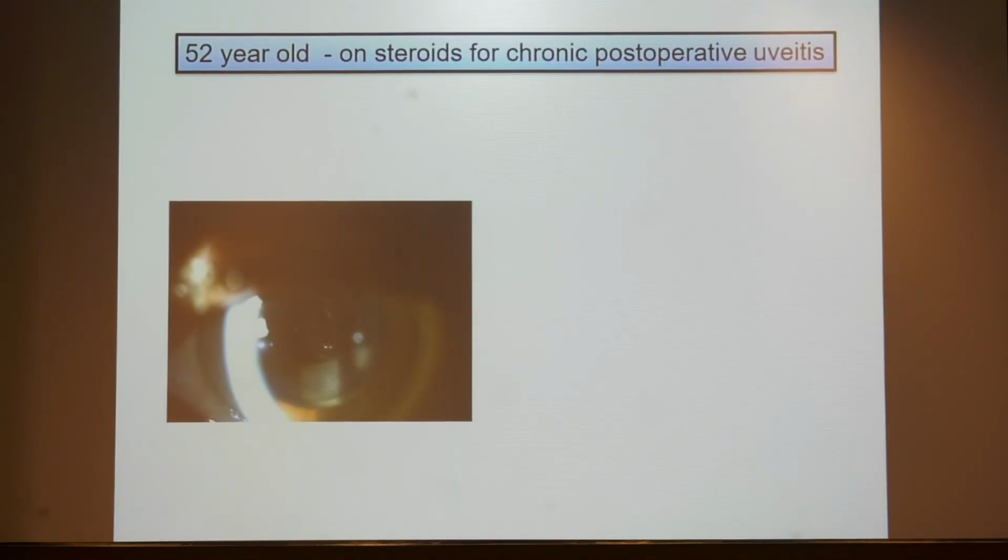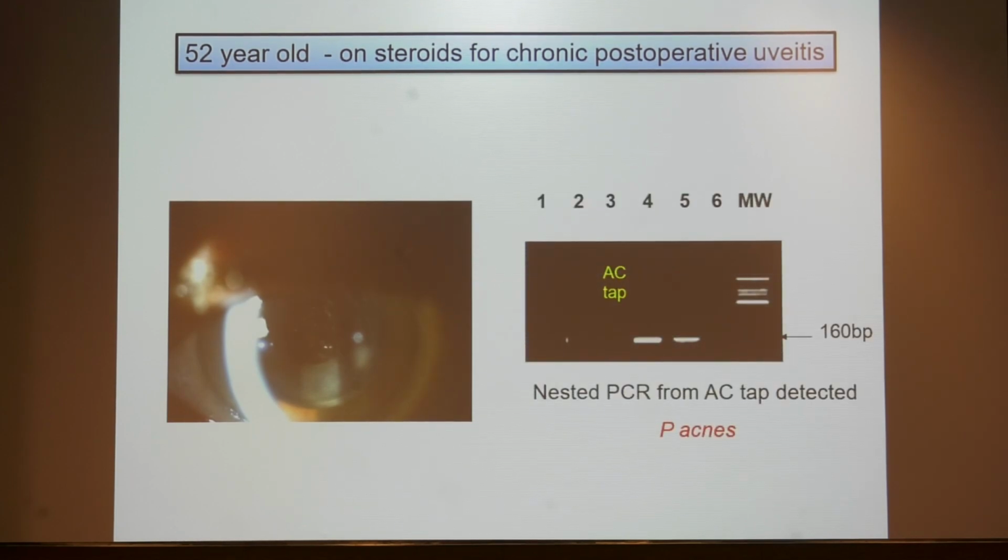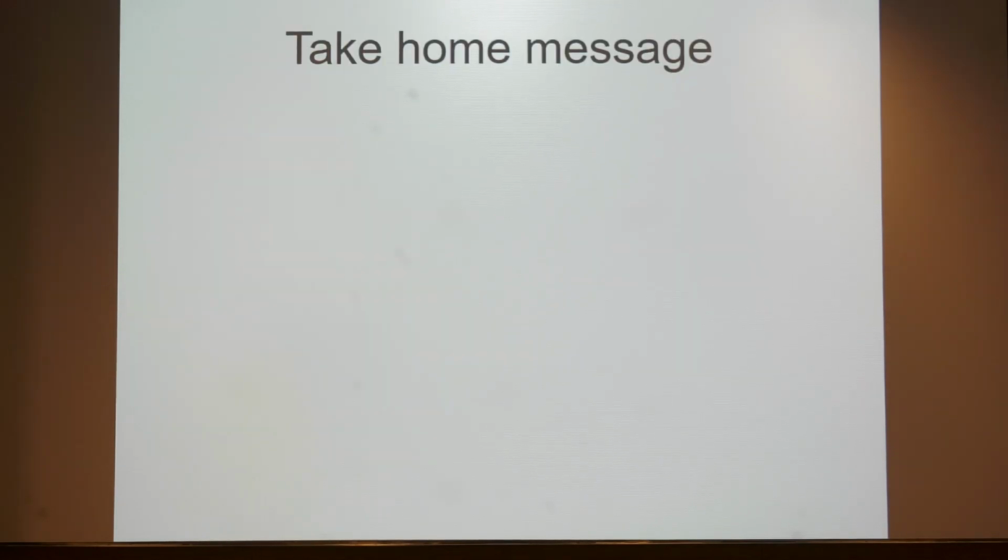This was a 52-year-old man who was on steroids for chronic postoperative uveitis, no previous history of uveitis. So do you think we should be thinking about autoimmune causes first for him? Obviously not. We should be ruling out an infectious etiology. He underwent an AC tap and he tested positive for P. acnes.